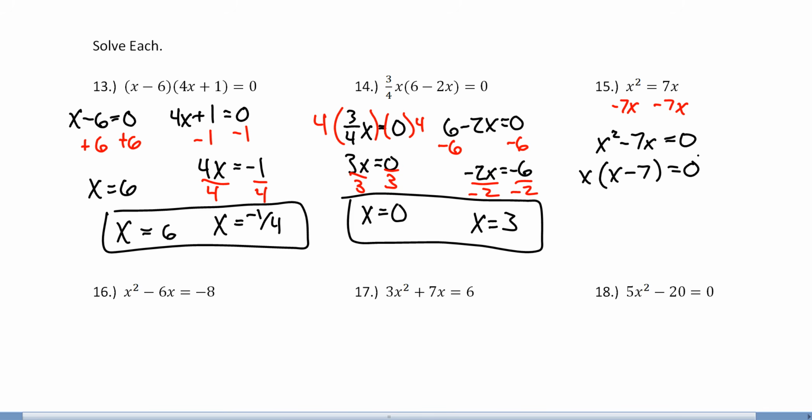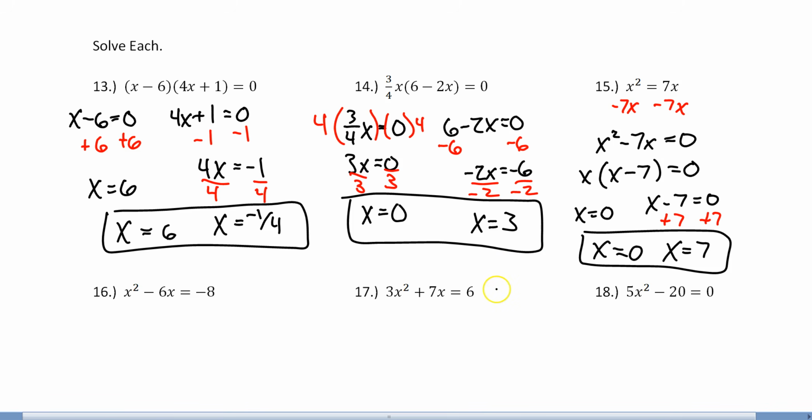Now it's equal to 0. I've got it factored. I set each factor equal to 0. X equals 0. X minus 7 equals 0. And then I solve each of these. That first one's already solved. X equals 0. This one I'm just going to add that 7 to each side, so I get x equals 7. And now those are my two answers. That's it.